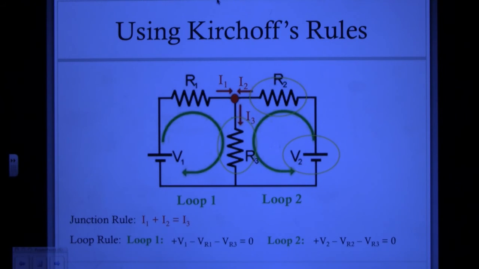And finally, we finish with resistor 3, which we will call minus V sub R3. The sum of these voltages is set equal to 0. We now have 3 useful equations. Let's see how these might be used in a problem.